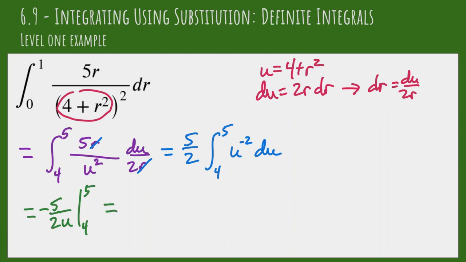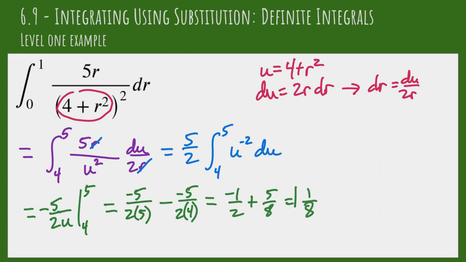So that's going to be negative 5 over 2 times 5 minus negative 5 over 2 times 4. Sorry, that should be a negative 5 on top. So that's going to be negative 1/2 plus 5/8. So that looks like it's going to be 1/8 as our simplified answer. But again, once we get a numeric answer here, that would be acceptable.